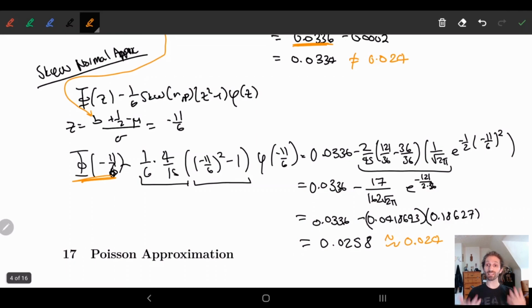As you can see, in the next video we're going to look at a different approximation, which is called the Poisson approximation, and we'll go from there. So I'll see you in the next video.